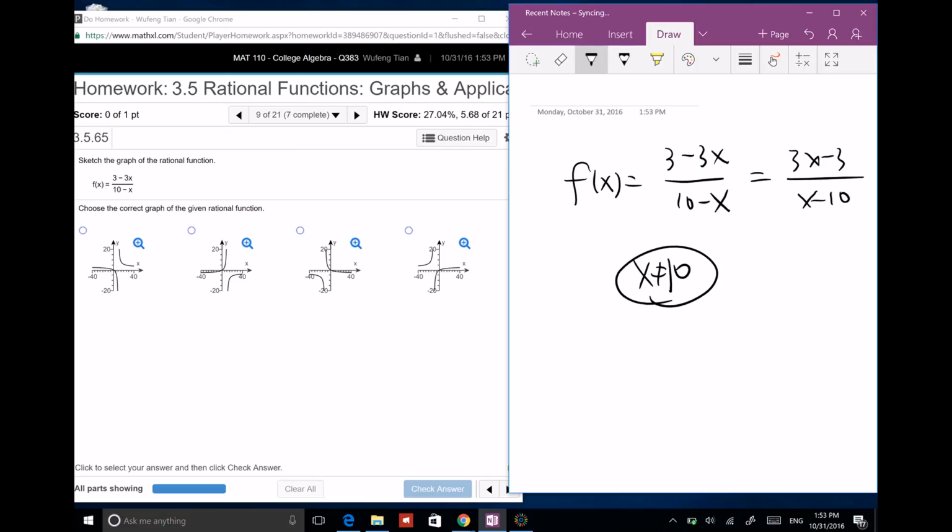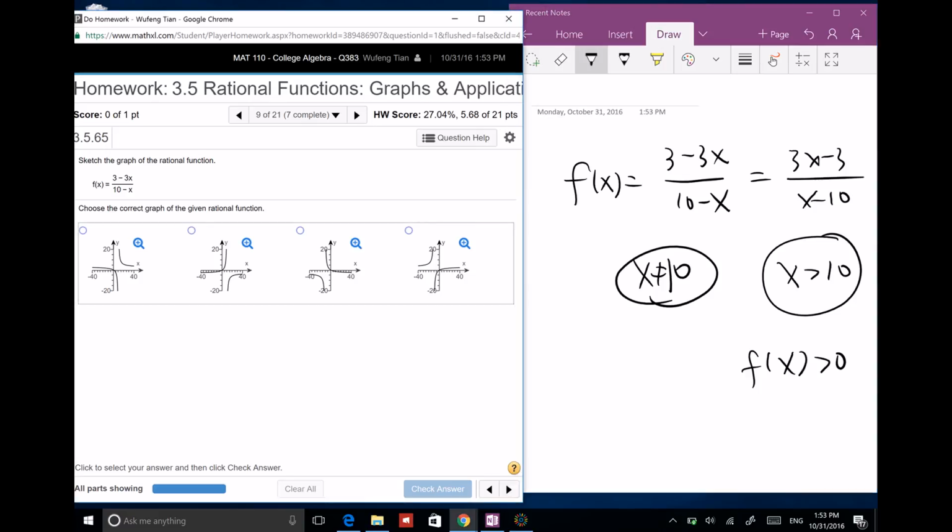So x equals 10 is a vertical asymptote. From that, C and D are obviously wrong. It's going to be A or B, so you can check it. When x is bigger than 10, then f(x) is positive, so it can only be A. When x is bigger than 10, it is positive; in the other option, when x is bigger than 10, it's negative. So it's going to be A.